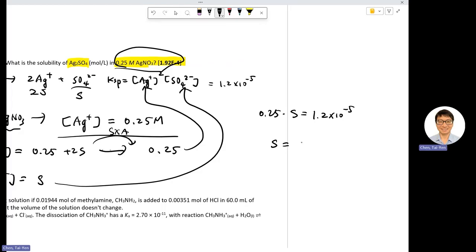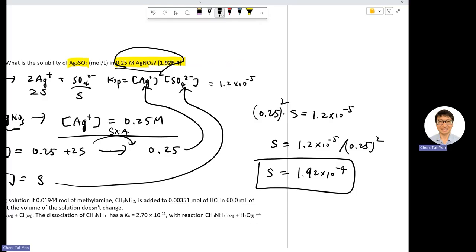Therefore, S equals 1.2 times 10 to the negative 5 divided by 0.25. Okay, there should be a square, sorry, 0.25 squared. Okay, so once you do that, then you will be able to get an answer of 1.92 times 10 to the negative 4. And that's how you solve this question.